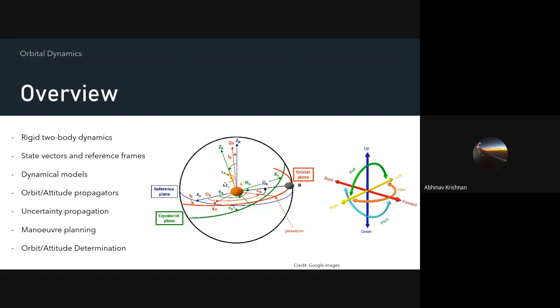Again, maneuver planning. That's an important concept because if you want to avoid a threat, you need to maneuver. You need to get out of its way. Then you have orbit and attitude determination. And this is a completely different aspect of orbital dynamics that, I think, warrants its own presentation and lecture in its own right. So that's why I'm not going in depth in this lecture on orbit or attitude determination.